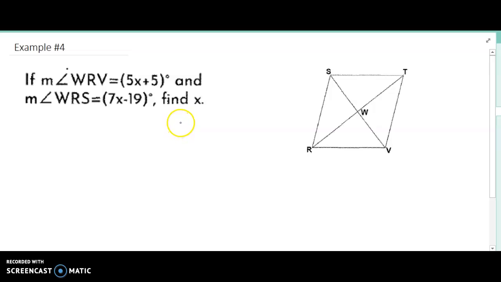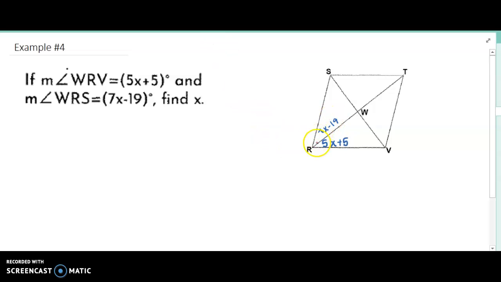All right, let's look at example 4, and this is it for the rhombus. So it says if measure of WRV is 5x plus 5, and the measure of WRS is 7x minus 19, find x. All right, for this one, we're going to use the rhombus opposite angles theorem.